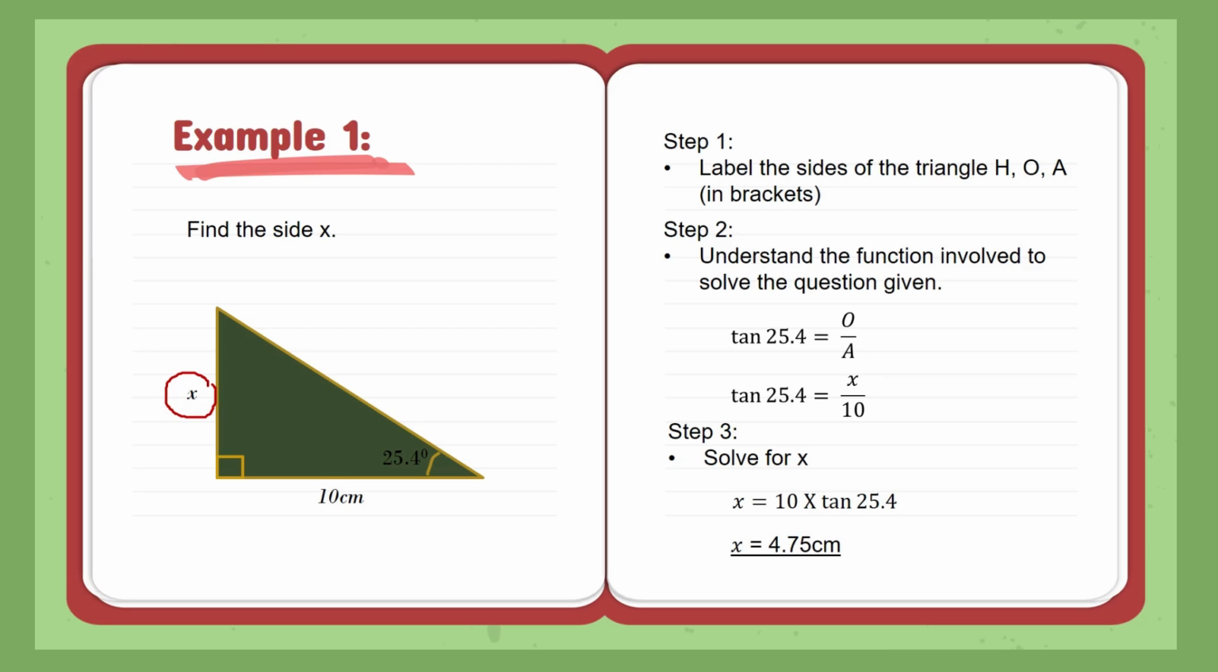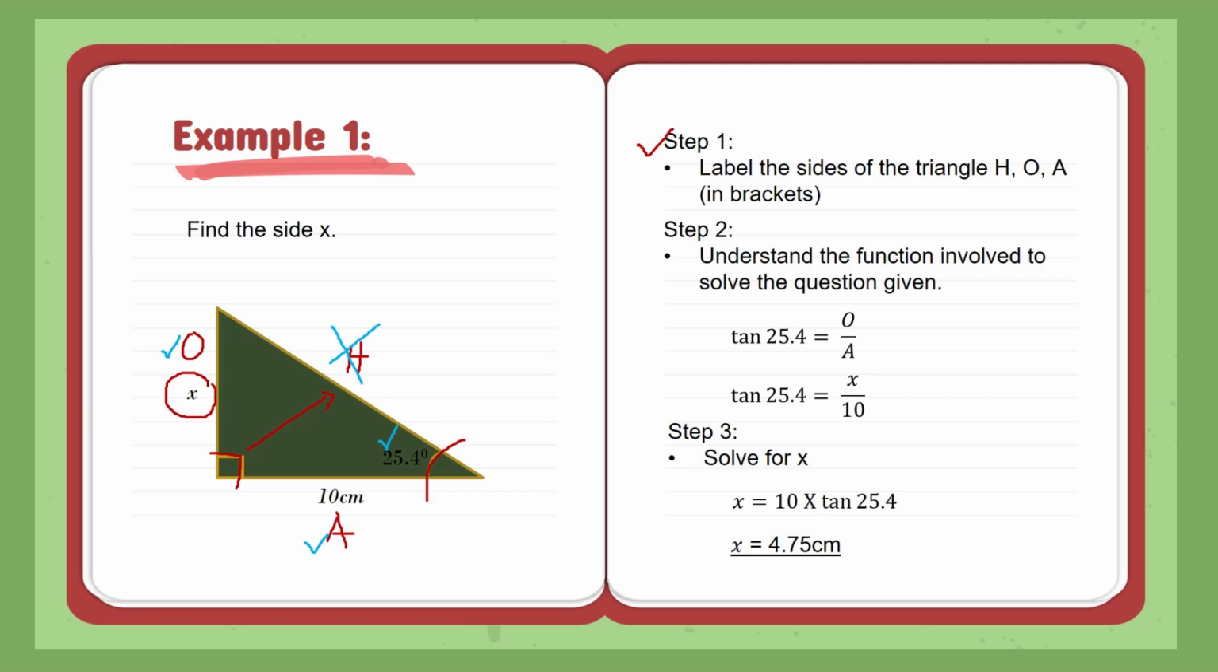This is the right angle. Here this will be H, hypotenuse, and we are going to work with this angle here, and this will be opposite, and this is going to be adjacent. So we know the sides now. Step 1 done. Step 2, understand the function involved to solve the question given. We need to find x and the adjacent is given. So we have adjacent, we have to find opposite, and we have the angle here. We have nothing to do with hypotenuse here.